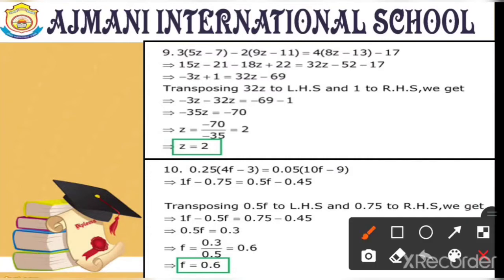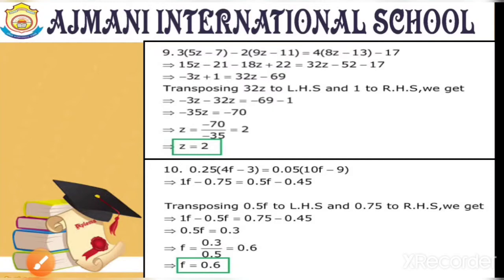After transposing the variables and the constants separately, you would get 1f minus 0.5f is equal to 0.75 minus 0.45. When you will subtract them, you would get 0.5f is equal to 0.3 or f is equal to 0.3 upon 0.5. When you will get this, just cancel out the decimals, you would get 3 by 5 or also 0.6. So that's it.